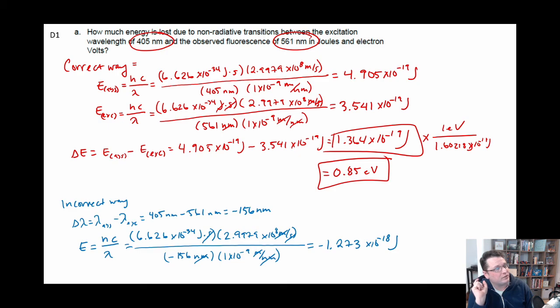So again, when you're figuring out the energy difference between two different photons or two different absorptions, the approach isn't to subtract the wavelengths of either of them. It's to first convert both of them into energy units and then use that difference to calculate the actual energy difference. All right.